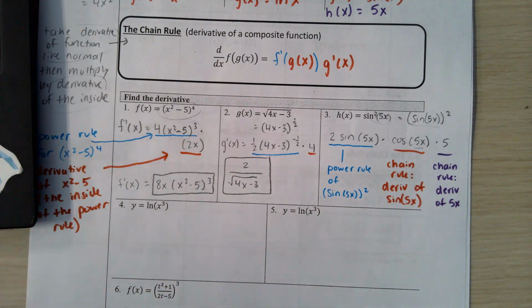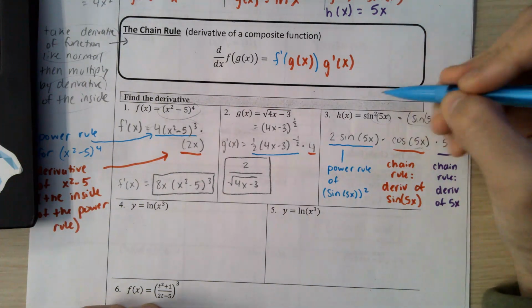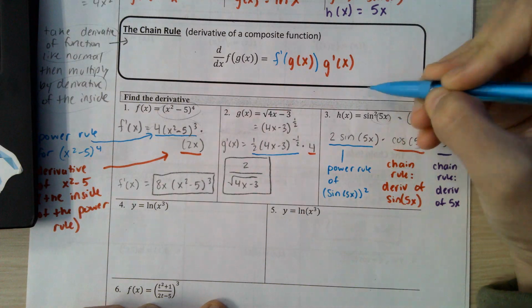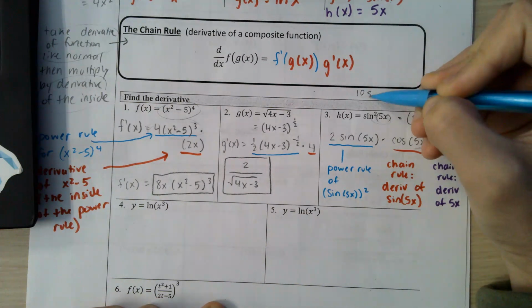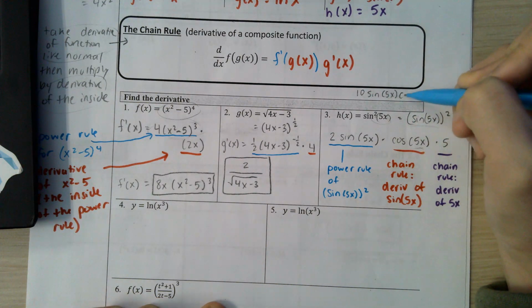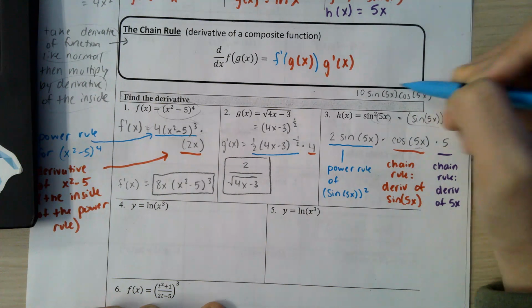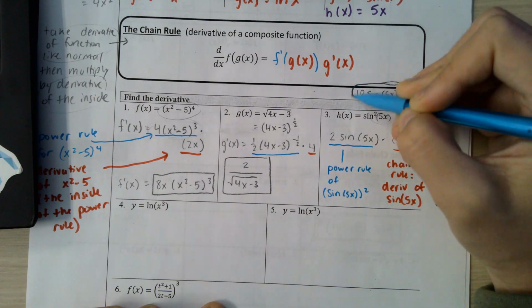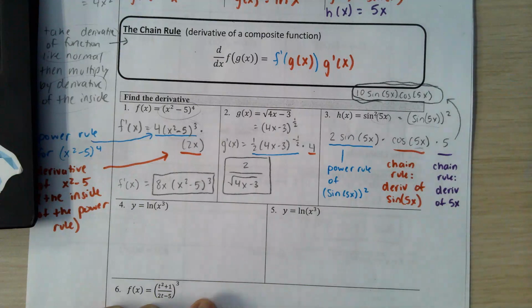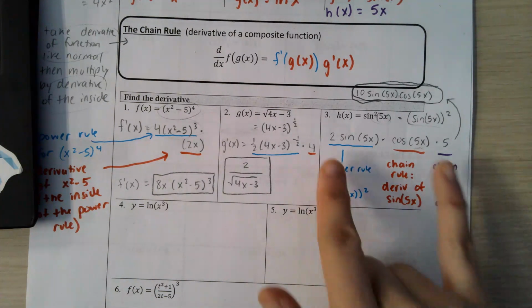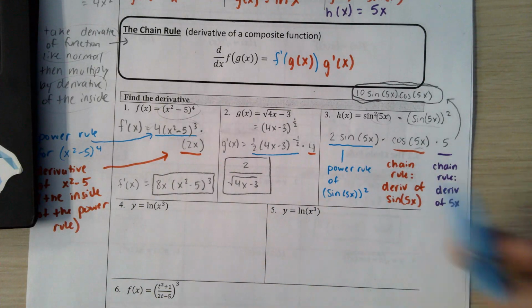So if I was to simplify this in the end, I'm just going to put it above because there's not that much room. It's just 10 sine 5x cosine 5x. So just remember to simplify your things, right? Because we're going to usually have constants at the end of our chain rule.